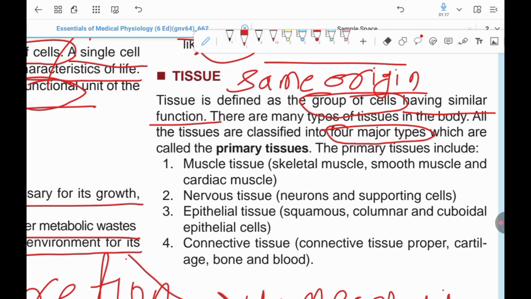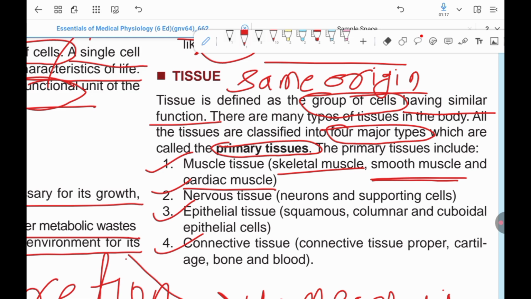Okay, so there are four major types of tissue, and we call them primary tissues. Primary tissues include muscle tissue, nervous tissue, epithelial tissue, and connective tissue. For muscle tissue, there are three types of muscle: skeletal muscle, smooth muscle, and cardiac muscle. Skeletal muscles are voluntary muscles. We can do functions on our own with the help of skeletal muscle. Okay, smooth muscles are involuntary muscles. We cannot do the functions on our own with the help of smooth muscle. Example, muscles of the intestine are smooth muscle, and muscles of the limbs are skeletal muscle.